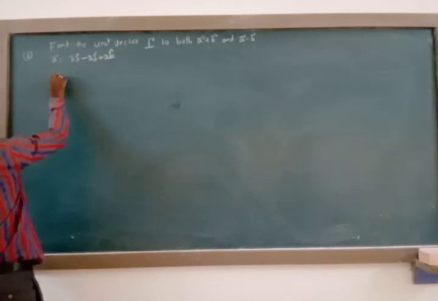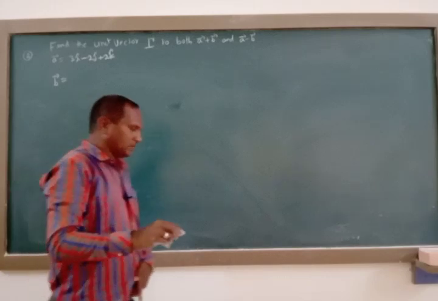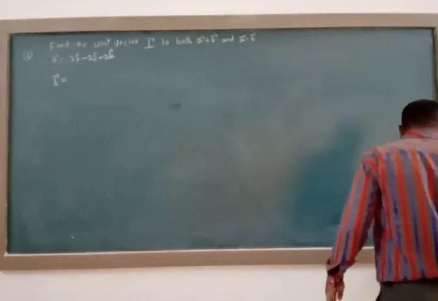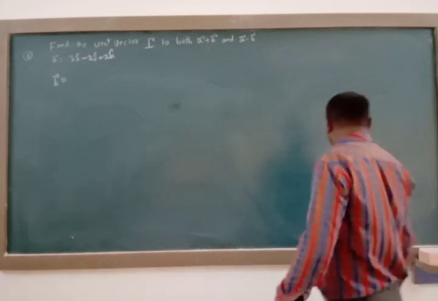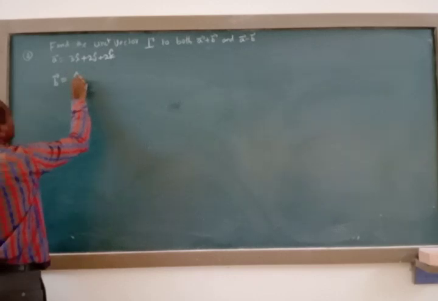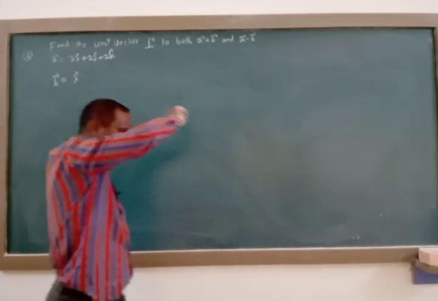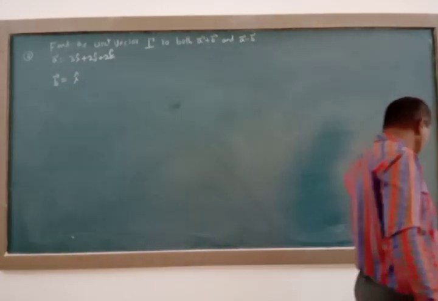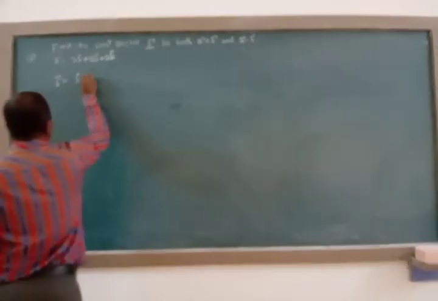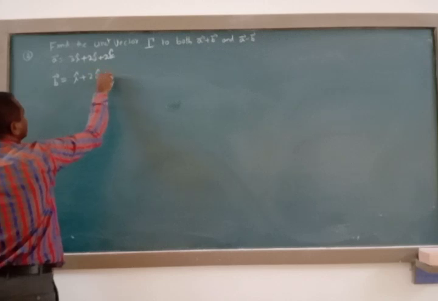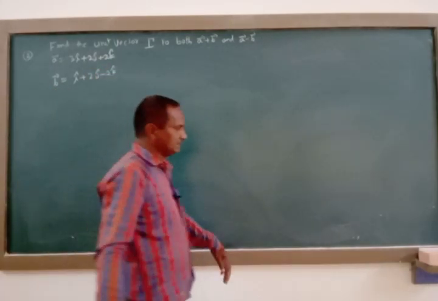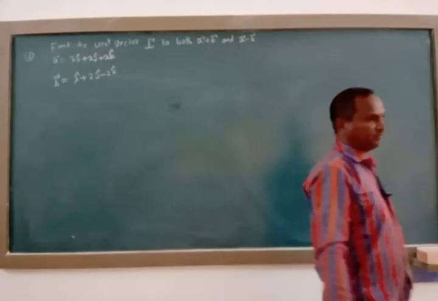Next, b bar is equal to, let's see, one more vector here: i cap plus 2j cap minus 2k cap.